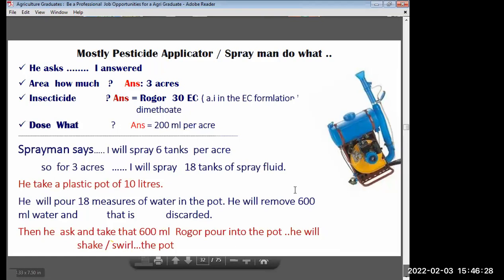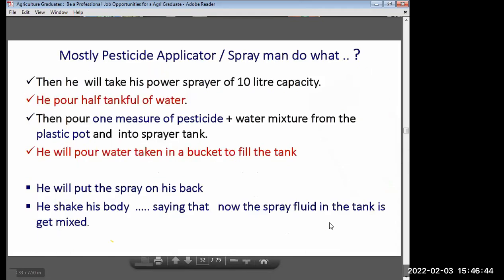I told him, friend, please stir with a stick. No, if you use the stick, it will break the plastic pot. You might have studied a PhD, but you are not well versed with agriculture. So you shake the pot. It will mix properly, he told. Then he took the power sprayer of 10 liter capacity. He poured half a tank of water. Then he measured one measure from the 18 measures in the plastic pot and poured it into the water tank of the power sprayer. Then he poured additional water to fill the 10 liter tank. Then he put the sprayer on his back.